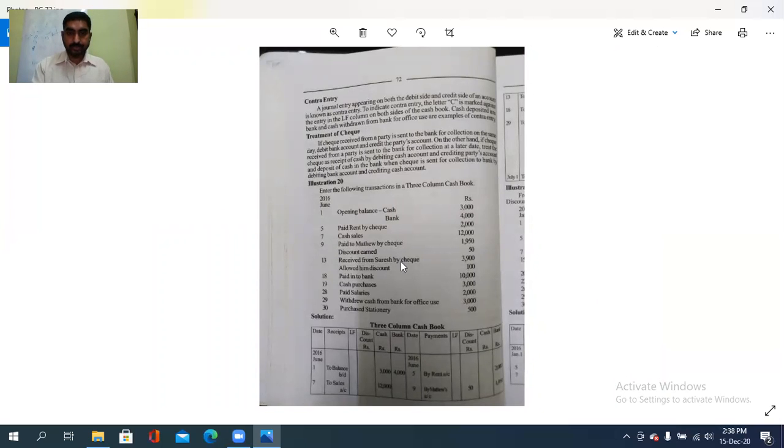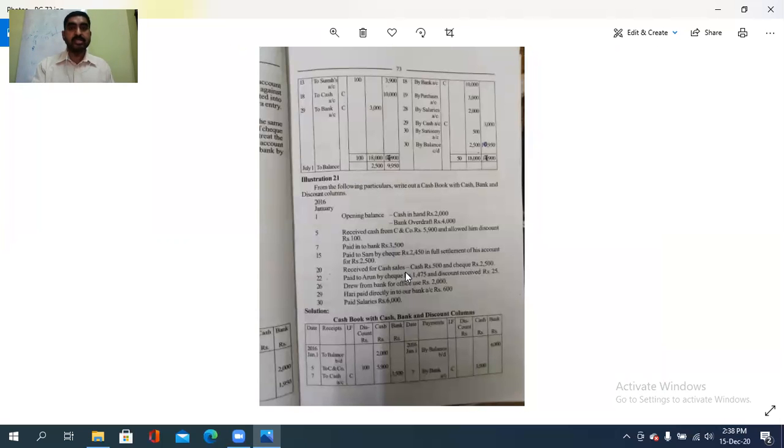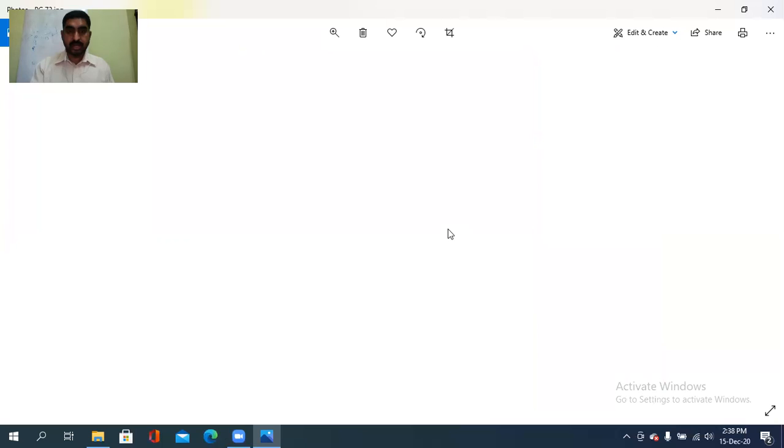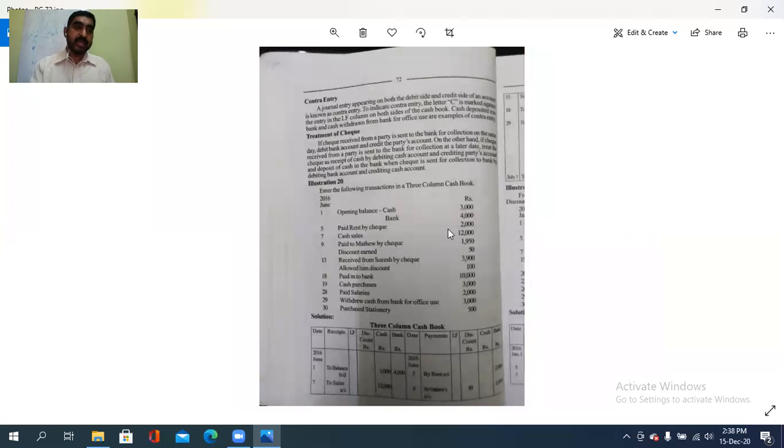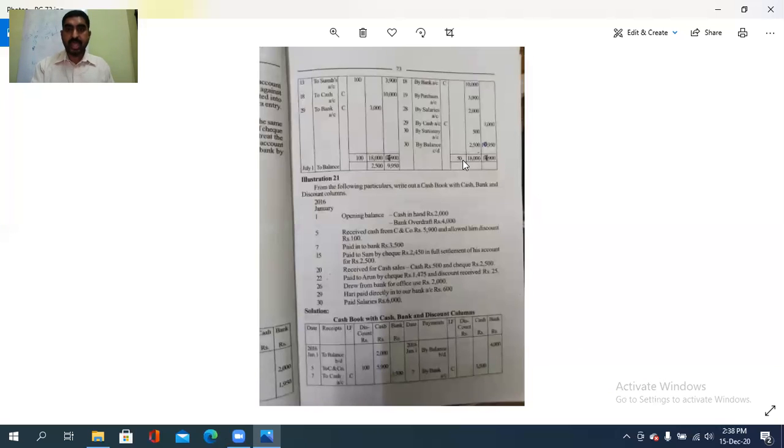Next is cash purchases. Purchase account debtor to cash. So on the credit side, the payment side, cash column, by purchases. By purchases. Then another one, paid salary. Salary account debtor to cash, isn't it? So by salary in the cash column.